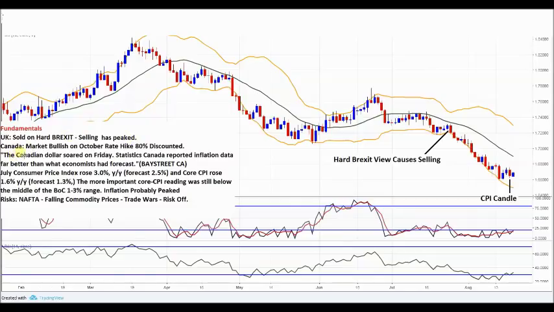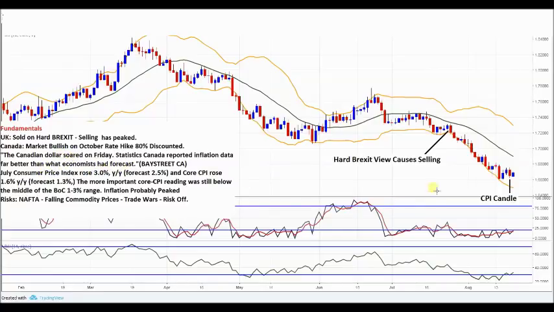But moving to Canada, market bullish on an October rate hike. It's discounted by over 80% at the moment. Now, the CPI on Friday, just put this quote in. This is a typical quote that I saw across the media. The Canadian dollar soared. Didn't rise, it soared on Friday. Statistics Canada reported inflation data far better than what economists had forecast.